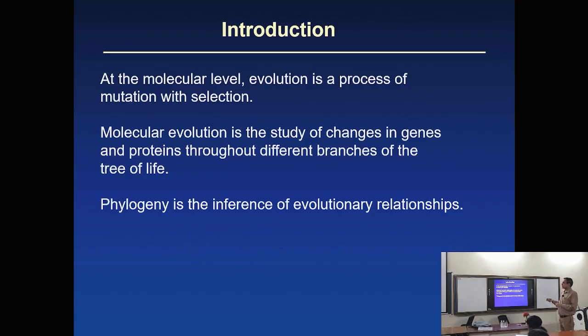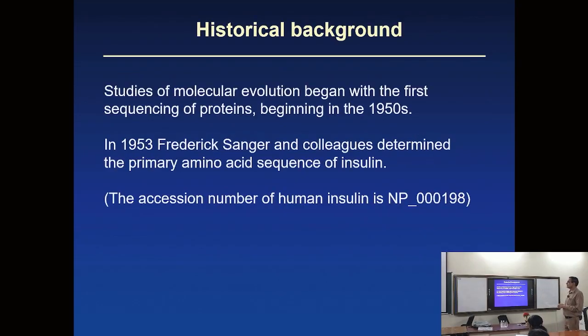So molecular evolution is now, earlier evolution was based on complex morphological features from many years ago. Now evolution is mainly molecular evolution. So it's a field of study that infers relationships based on the changes in DNA and protein sequences. Okay. And phylogeny, of course, is the field of science that deals with inference of evolutionary relationships.